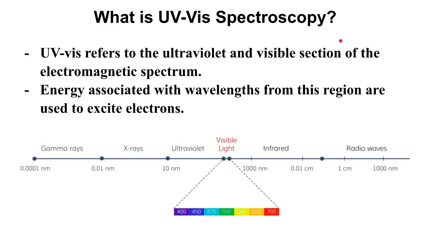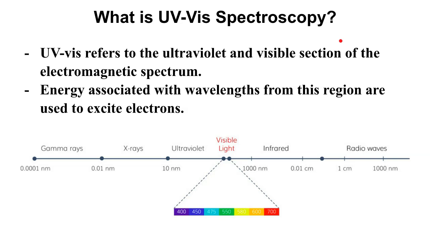So what is UV-Vis spectroscopy? UV-Vis refers to ultraviolet and visible light, in the section of the electromagnetic spectrum where those would be found. The energy associated with wavelengths from this region is usually used to excite electrons up to a different orbital.